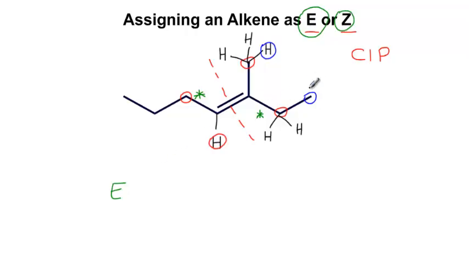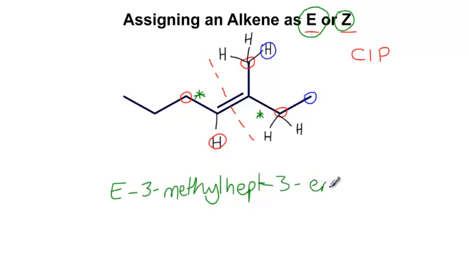So let's come up with the complete name for this. We've got 1, 2, 3, 4, 5, 6, 7 carbons. The alkene starts on carbon 3, so that will be hept-3-ene. There's a methyl group also on carbon 3. So therefore, this would be E-3-methylhept-3-ene.